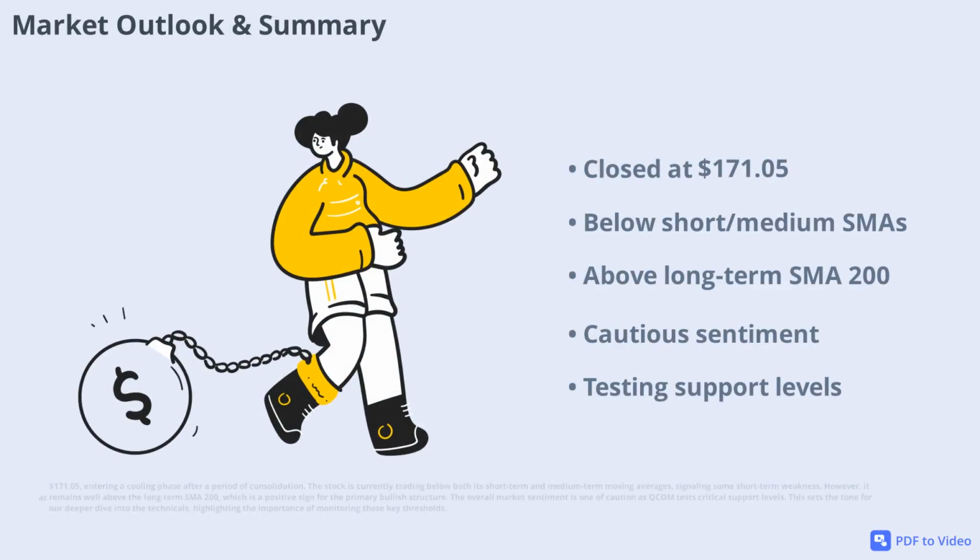QCOM closed at $171.05, entering a cooling phase after a period of consolidation. The stock is currently trading below both its short-term and medium-term moving averages, signaling some short-term weakness. However, it remains well above the long-term SMA 200, which is a positive sign for the primary bullish structure. The overall market sentiment is one of caution as QCOM tests critical support levels. This sets the tone for our deeper dive into the technicals, highlighting the importance of monitoring these key thresholds.